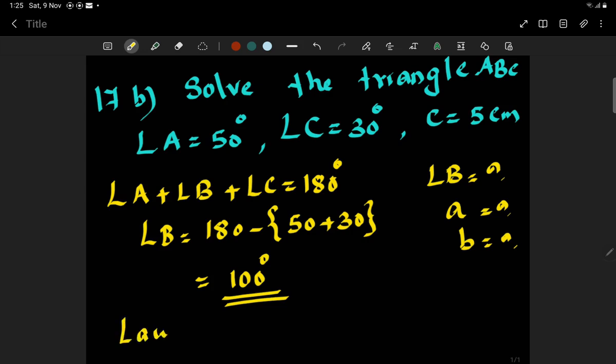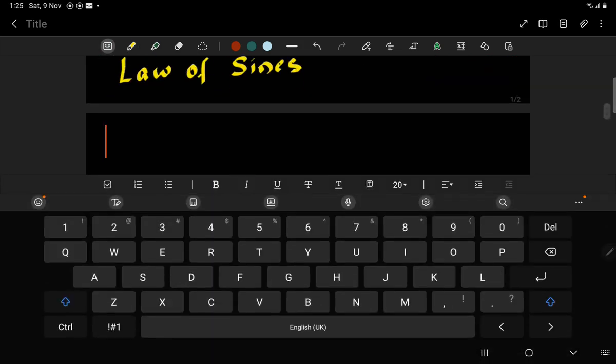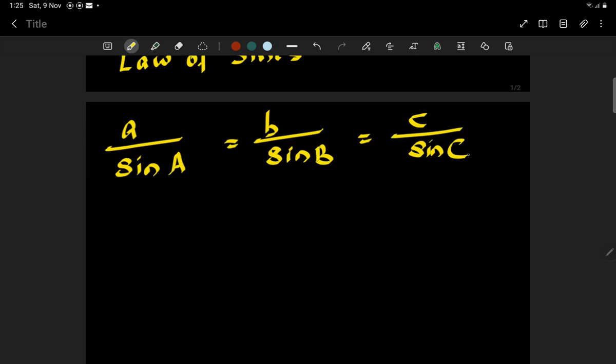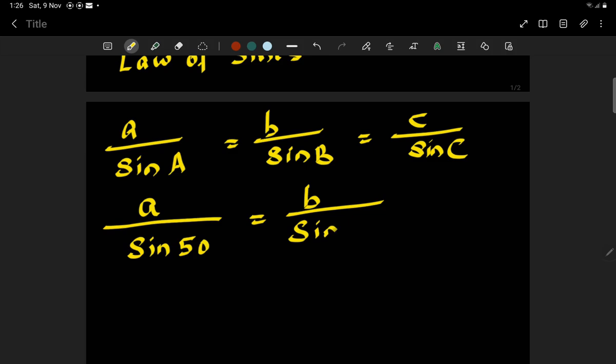Here we use the law of sines. The first thing you have to write is the formula: a by sin A is equal to b by sin B is equal to c by sin C. Substitute what is given in the question. Small a we don't know, but write a. Capital A we know is 50. Small b we don't know, but capital B we already got, 100. Small c is given in the question as 5, divided by sin of capital C, which is 30.